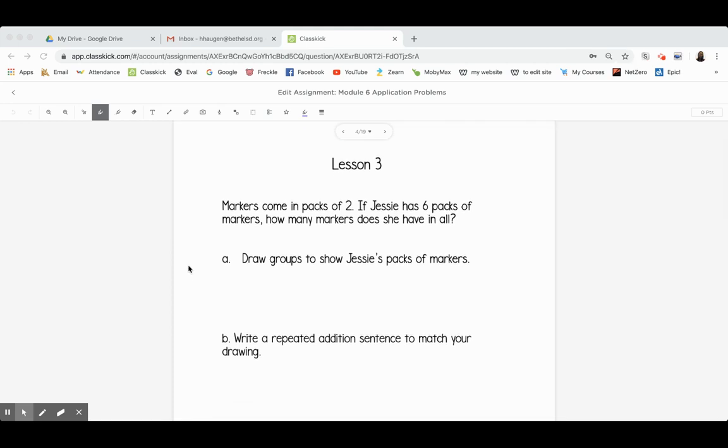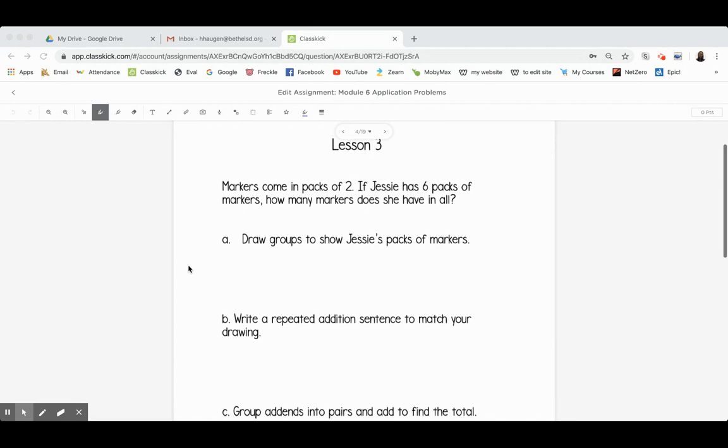Today we're going to work on lesson 3 of our application problems. So be sure that in front of you, you have your pencil and your white math packet. On lesson 3, the story says, markers come in packs of 2. If Jessie has 6 packs of markers, how many markers do we have in all?